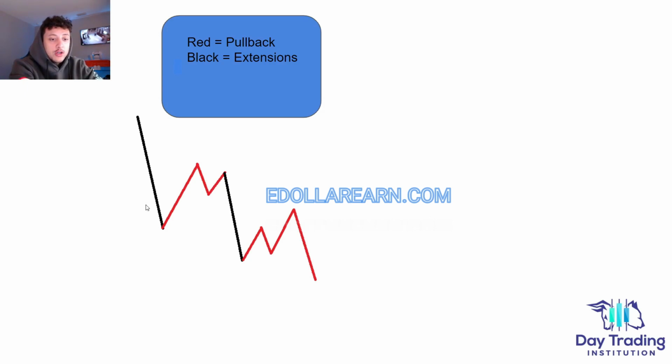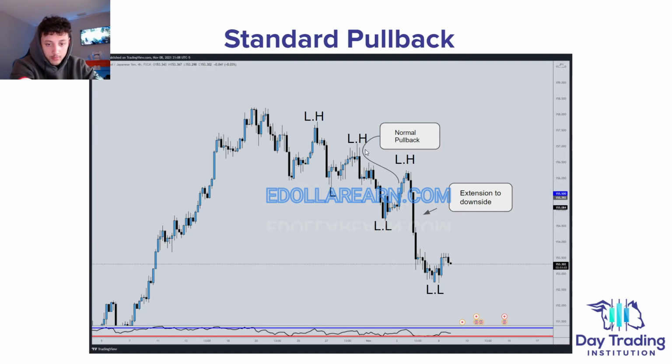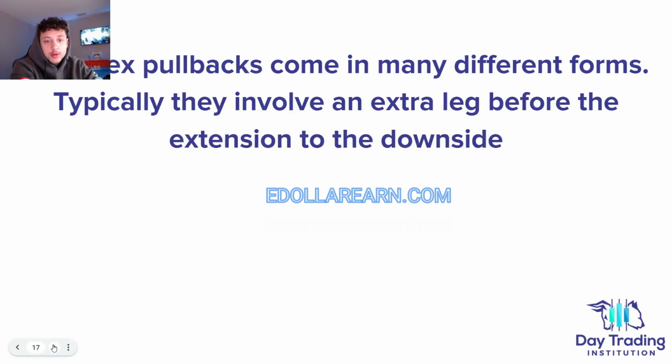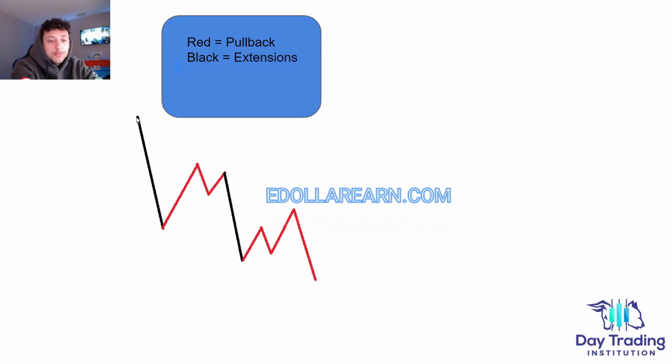In this situation here, what is in red is going to be our pullback. And again, our black is going to be our extension. So notice how we have this pullback. Now compare this to this. Notice how it's kind of just one leg down, one leg up, one leg down, compared to this chart over here. We have one leg down, one leg up, then price comes down, then back up, and then we have the real extension to the downside.